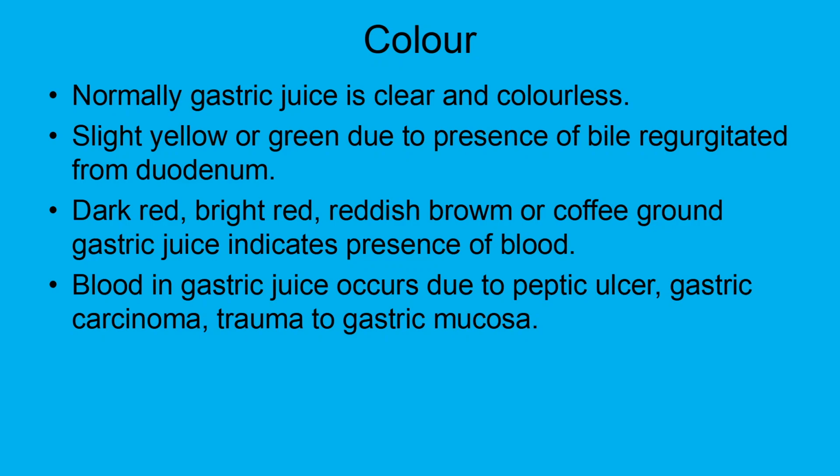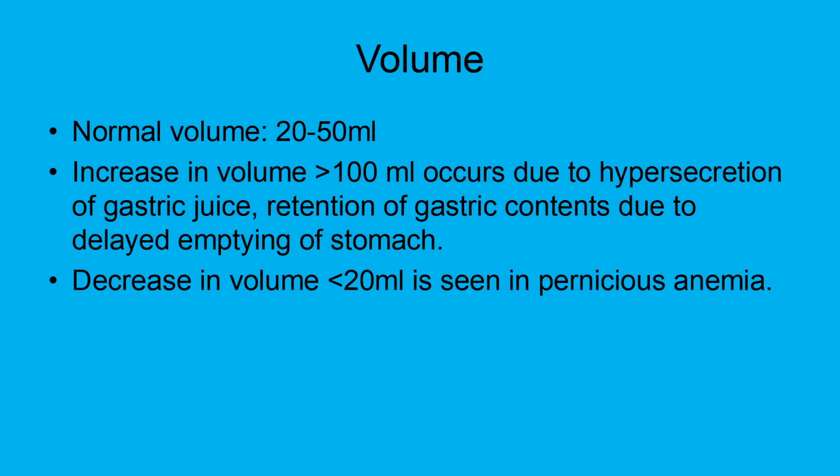Mainly this coffee ground or reddish brown gastric juice will be observed in the case of gastric carcinoma and peptic ulcer. Bright red color indicates the presence of fresh blood. Okay, with some damage to the mucosal cells or ulcer conditions, we can see fresh blood leaked into the gastric juice.